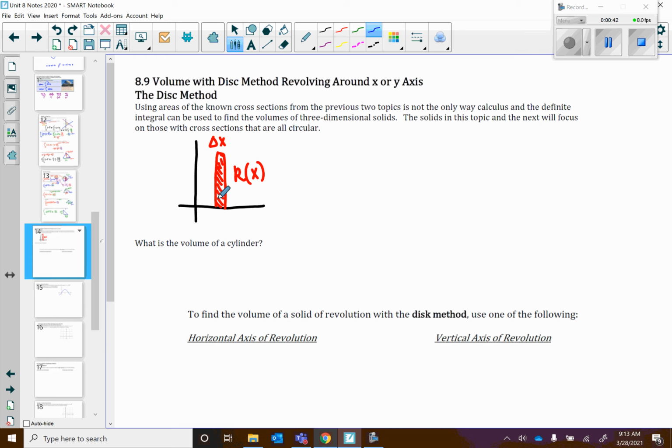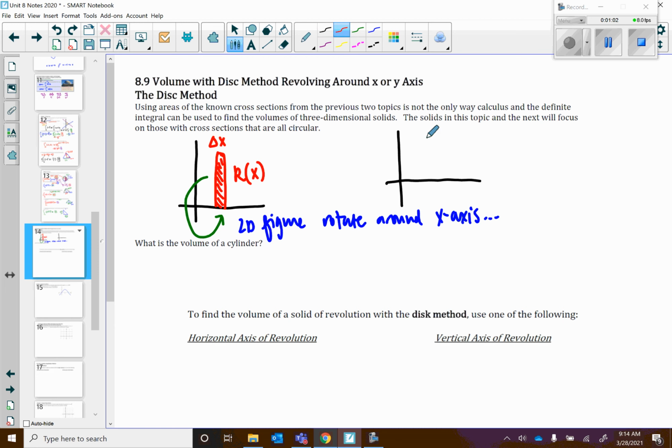If I take this two-dimensional figure and I rotate it around our x-axis, what happens? Well, imagine taking this thing and moving it around. What's going to happen? I'm going to try and draw it for you. This thing is going to become a three-dimensional figure where the radius is that r of x, and this is still delta x, or a change in x.